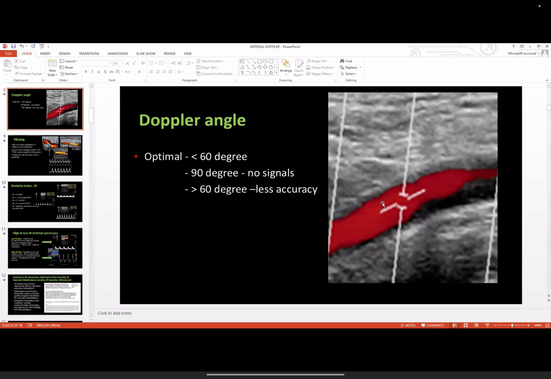If the vessel is like this, then we have to do angle correction like this, but the angle should be measured from the line of the vessel. This is the angle. It should be kept less than 60 degrees. So the steps are, first slant and steer the color box, then steer the beam, then steer the angle to optimize the spectrum. Thank you, sir.